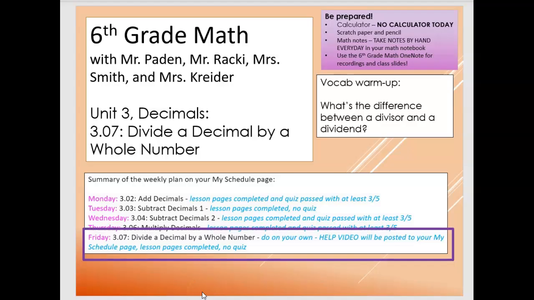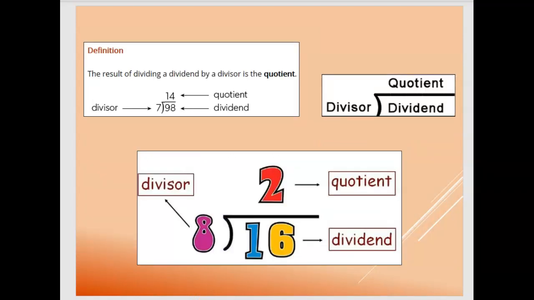All right, so dividing a decimal by a whole number. What's the difference between a divisor and a dividend? They sound very similar, don't they? A little bit of vocabulary for division, whether it's with decimals or without. The number that you're dividing up is called a dividend. The number that you're dividing it by is called a divisor. So in this case, if you're doing 16 divided by 8, you can set it up like this.